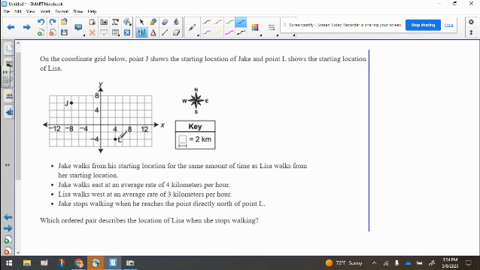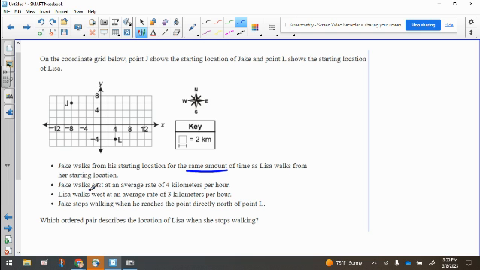On the coordinate grid below, point J shows the starting location of Jake, and point L shows the starting location of Lisa. They remind you that each line is representing 2 kilometers. Jake walks from his starting location for the same amount of time as Lisa walks from her starting location, so that's important, and it'll make more sense why in just a second when I map this out.